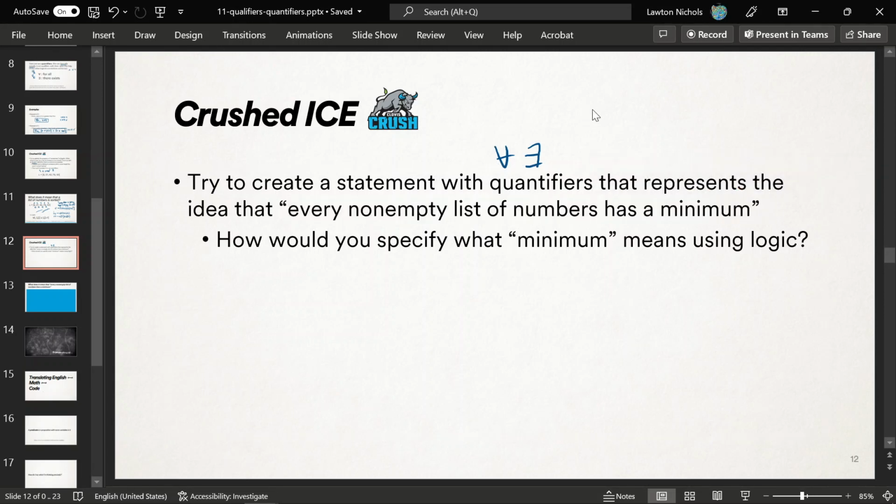Right? So there is no minimum in the empty list, but with the list with just one in it, the smallest element is of course just the one. And then if you have a bigger list, like 3, 1, 2 or something, there is always a minimum somewhere in it. So see if you can come up with a quantified statement that means this idea.